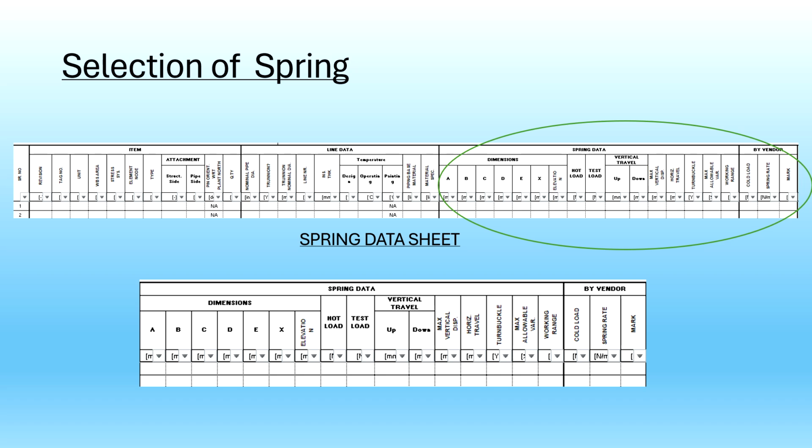and turnbuckle which will be provided for the hanger type spring, maximum allowable variation which we can consider, which will come as per our calculations. Working range will be double the maximum displacement. Cold load and hot load spring rate will be provided by the vendor, which we need to check in our calculations, and which they will generally provide along with the drawings.